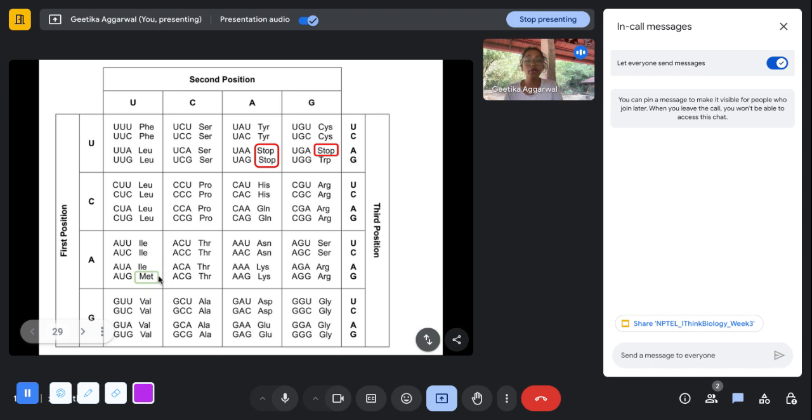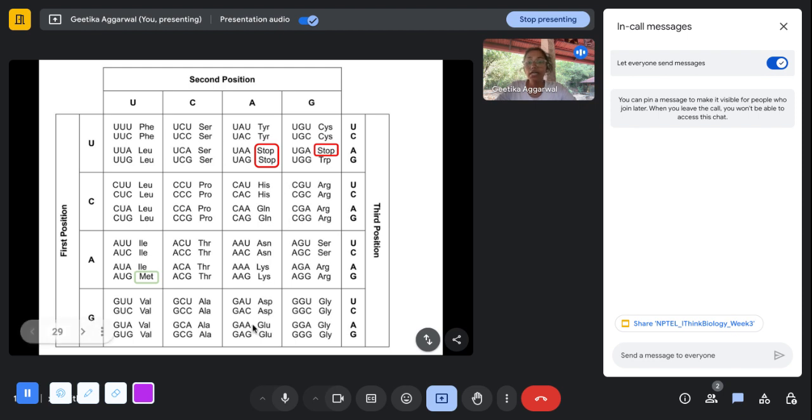Some of these are marked here. The one in green is methionine, which is always the start codon. So keep in mind, AUG is the start codon, which always leads to the starting of the polypeptide chain. And there are three stop codons, which mark the last codon in the polypeptide, and after that no amino acid is attached. UAA, UAG, or UGA, these three codons mark the end of the polypeptide chain, and no further amino acids are attached.